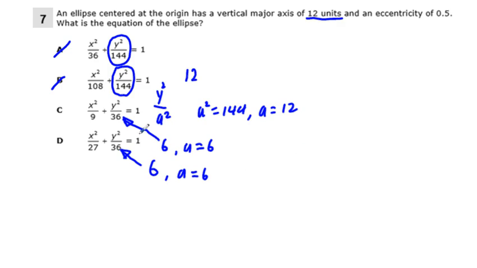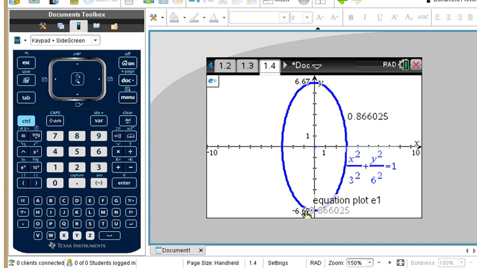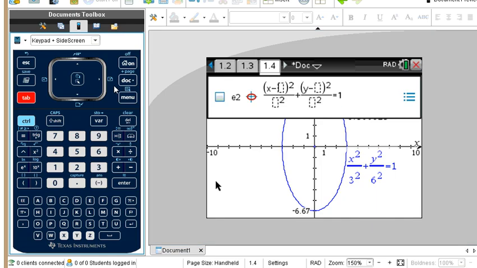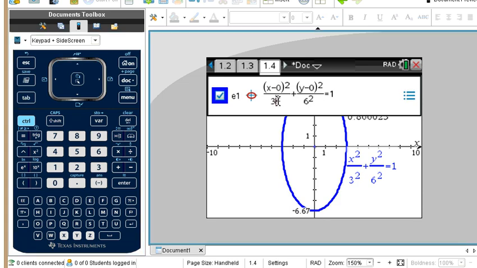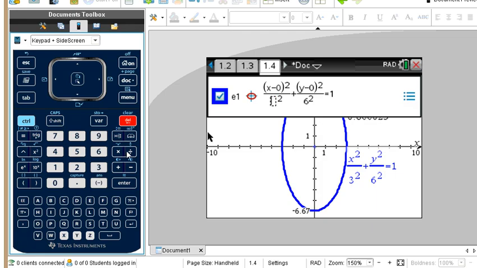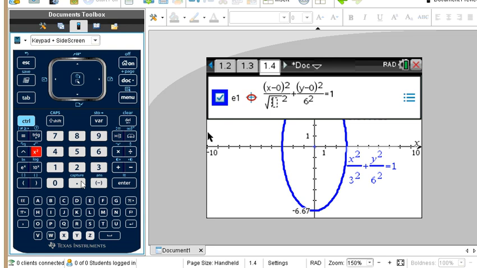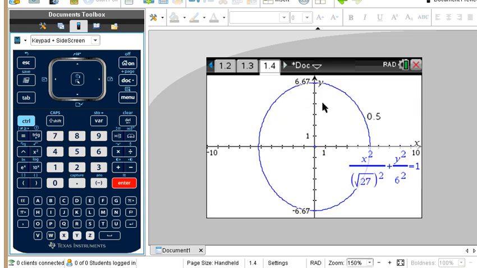0.866. No, we need one of 0.5. So let's try this 27 one over here. I'm going to change this up a little bit and go to Tab, and we're going to change this one right here to square root of 27. And then we graph, and we get this kind of ellipse, and we want eccentricity of 0.5.